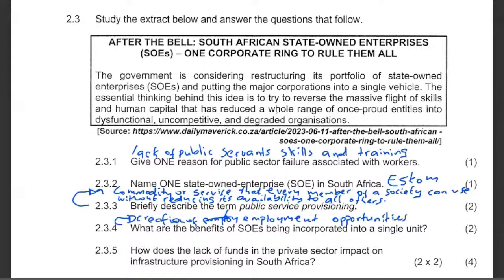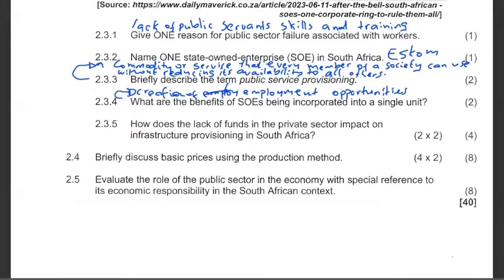Okay, right, grade 12s. Let's move on to the next question, 2.3.5. It reads as follows: how does the lack of funds in the private sector impact on infrastructure provision in South Africa? It causes delay because businesses will fail to pay tax to the government to improve infrastructure. And also, if households fail to pay income tax, the government will not be in a position to improve the expected infrastructure.